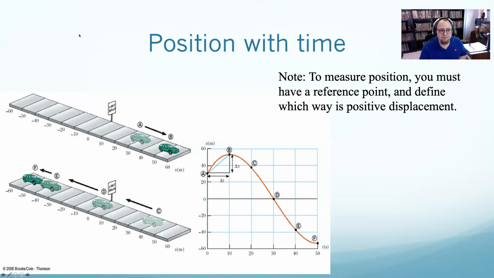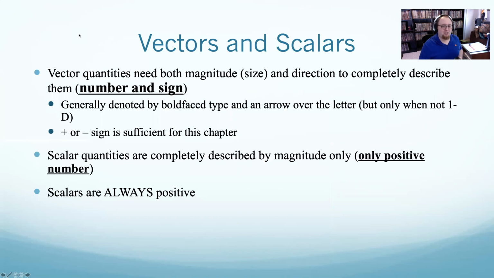Okay? Now of note, I did say its displacement was in the negative direction. This gets the idea of vectors and scalars. Displacement and position is what is called a vector. A vector is a quantity that has both a magnitude and direction. That it has not only how far something moved, but in what direction.